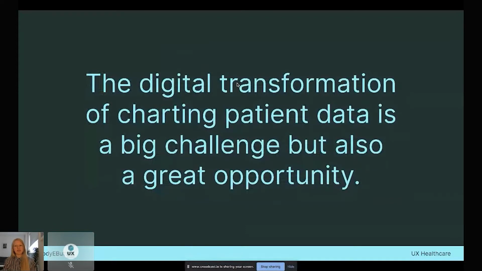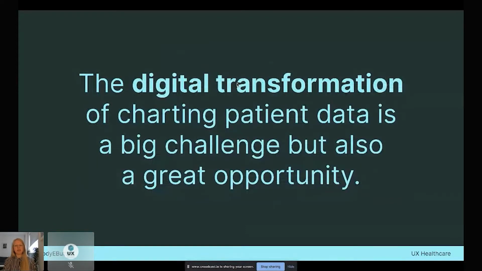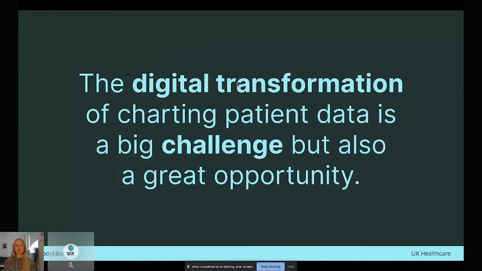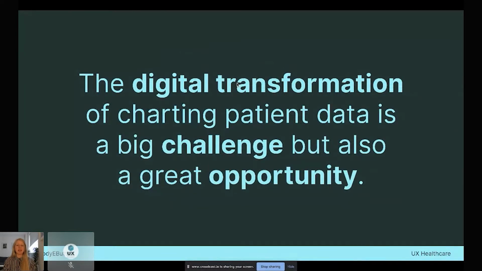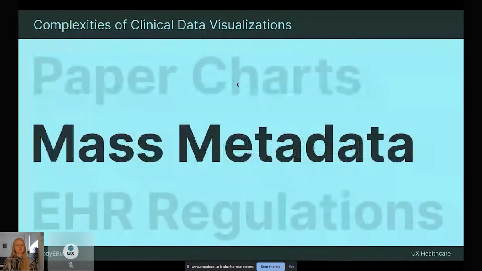So the digital transformation of charting patient data is a big challenge, but there's also still a great opportunity to go above and beyond where things are today and provide more value to clinicians. So next I want to talk about mass metadata.